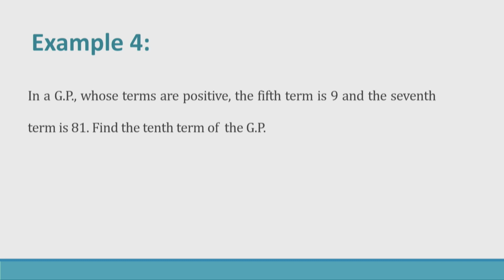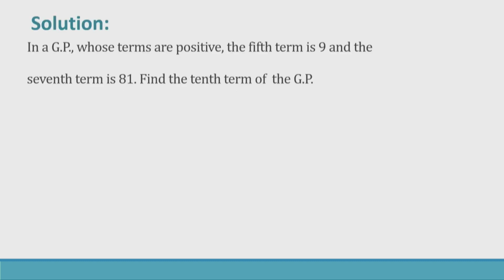In a GP whose terms are positive, the fifth term is 9 and the seventh term is 81. Find the 10th term of the GP. So here we are going to use Tn equal to AR power n minus 1. And we have to be careful. All the terms in the GP are positive. So the fifth term is 9, that is T5 equal to 9, AR power 4 equal to 9.